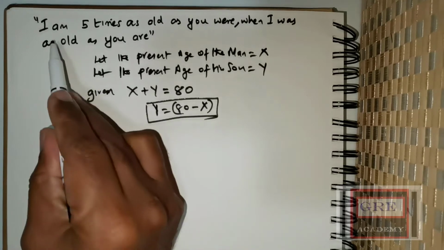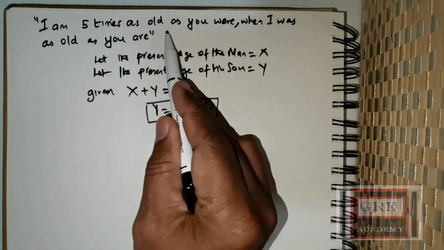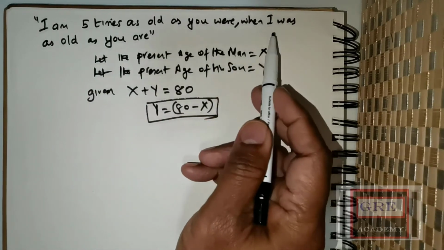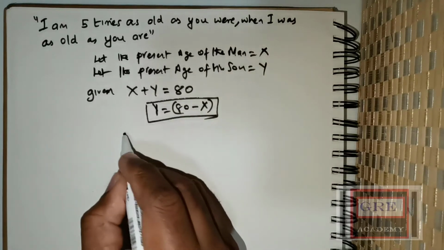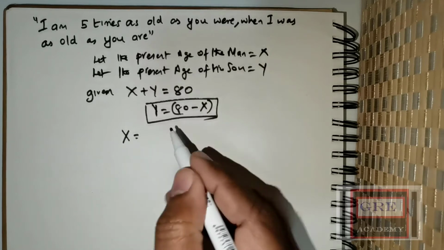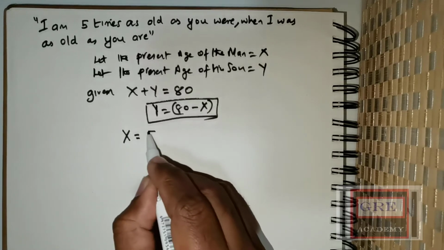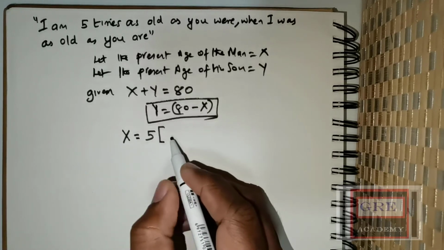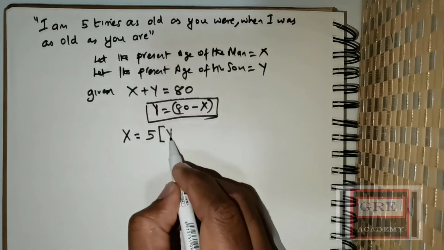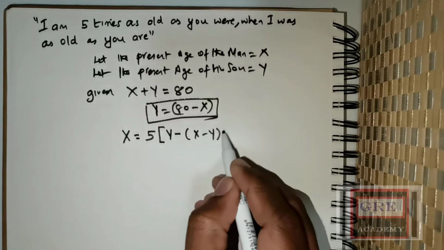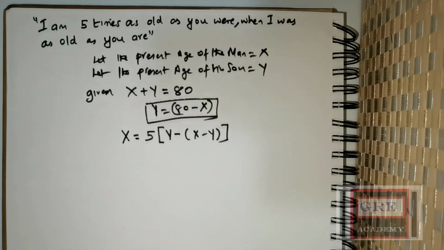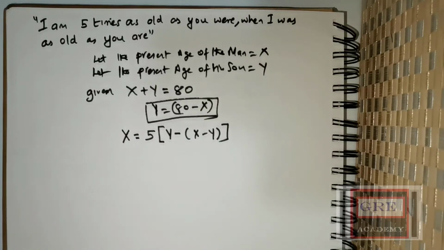Now this statement, "I am 5 times as old as you were when I was as old as you are." So how do we write this statement? It is written as follows. This is the man's age. This is equal to 5 times the age of the son minus x - y. So this is the way you have to write this statement. Now this would directly lead you to the solution for this question.